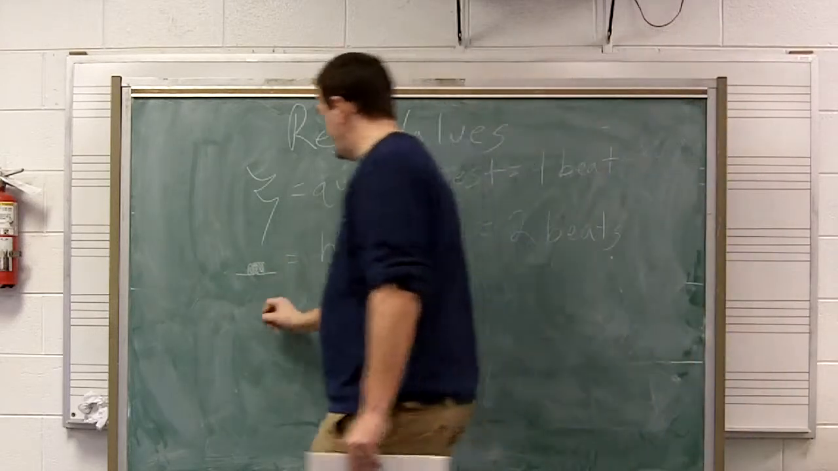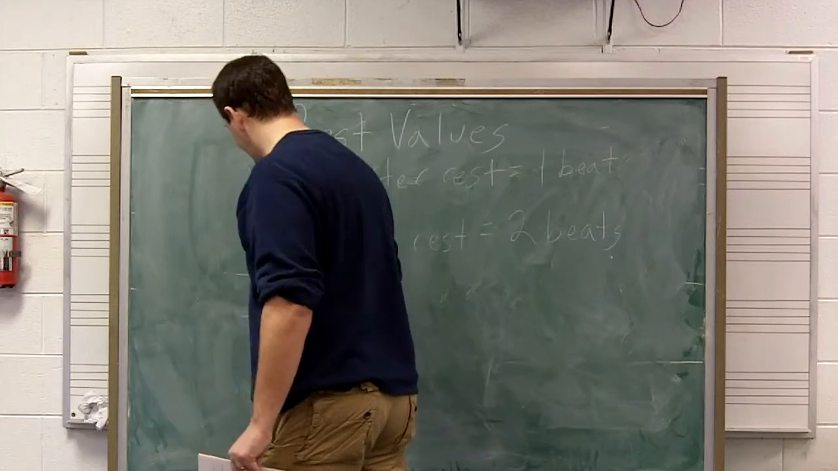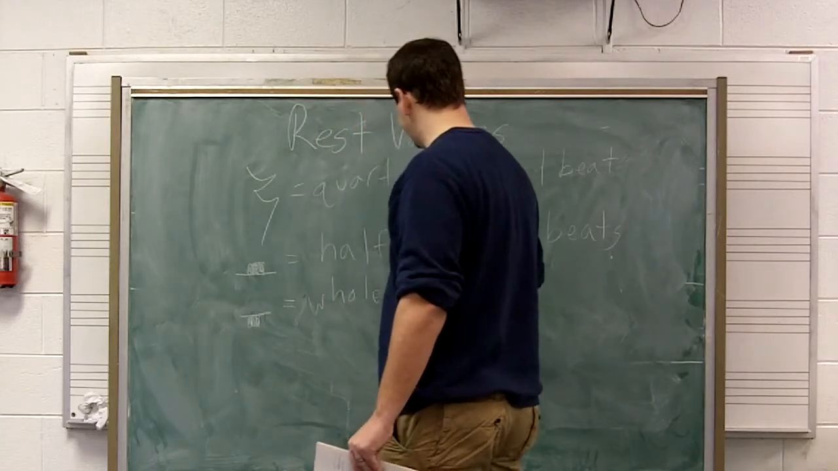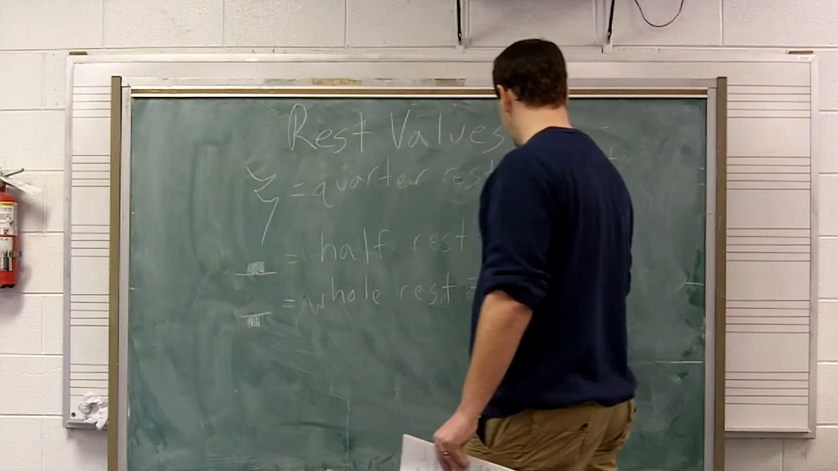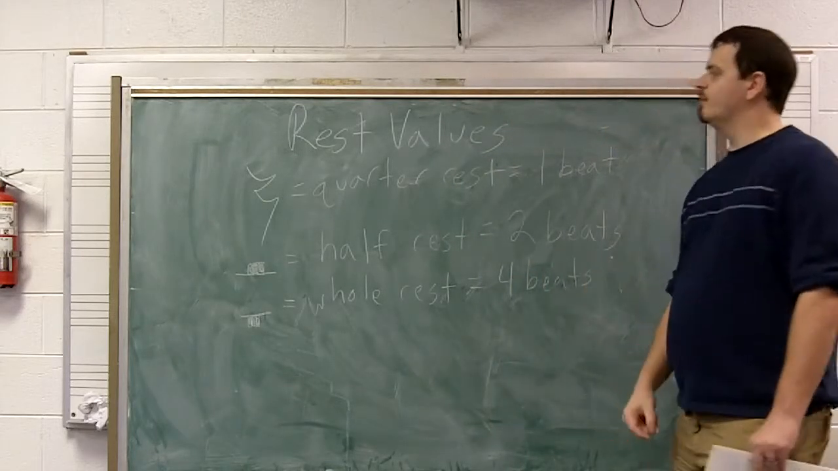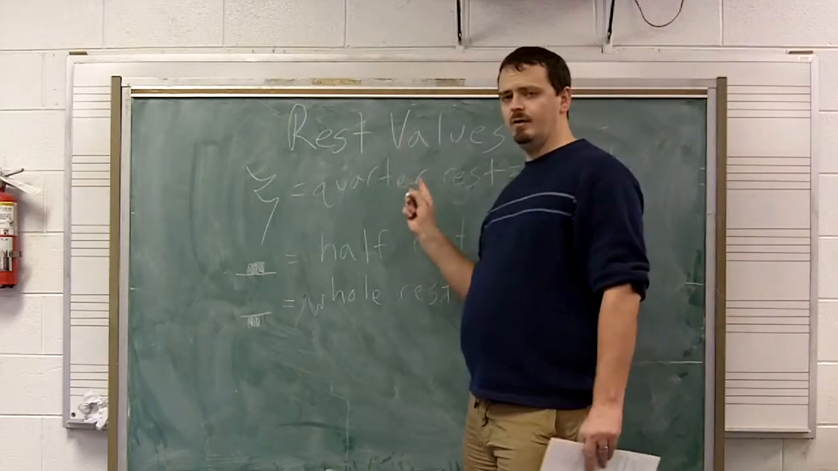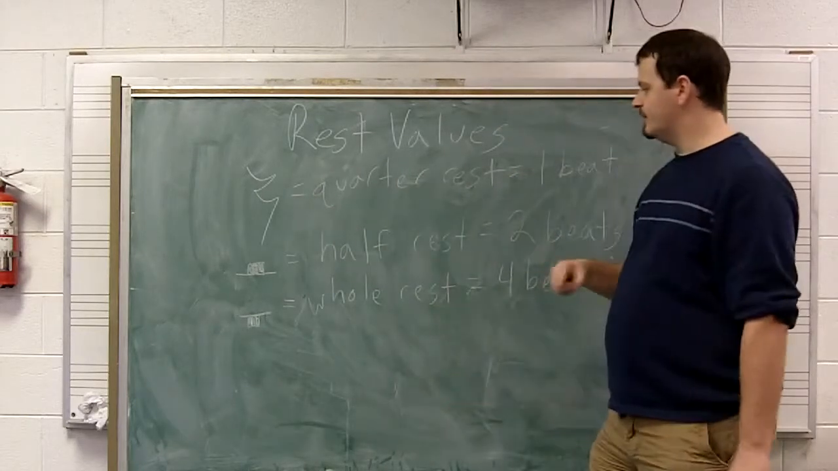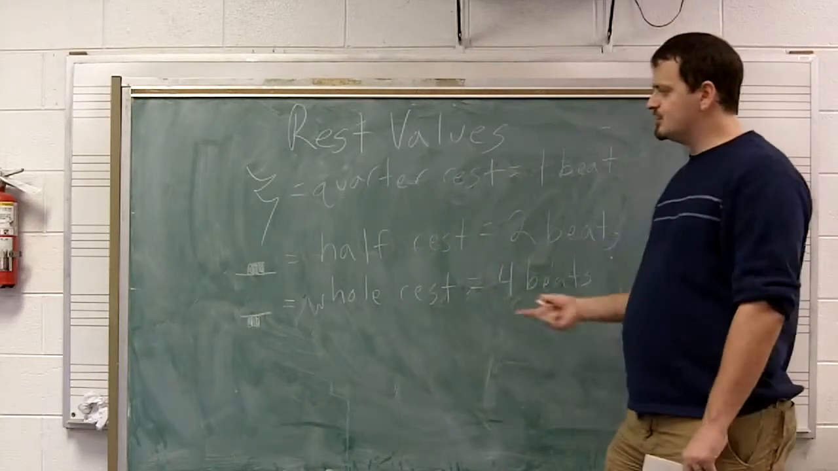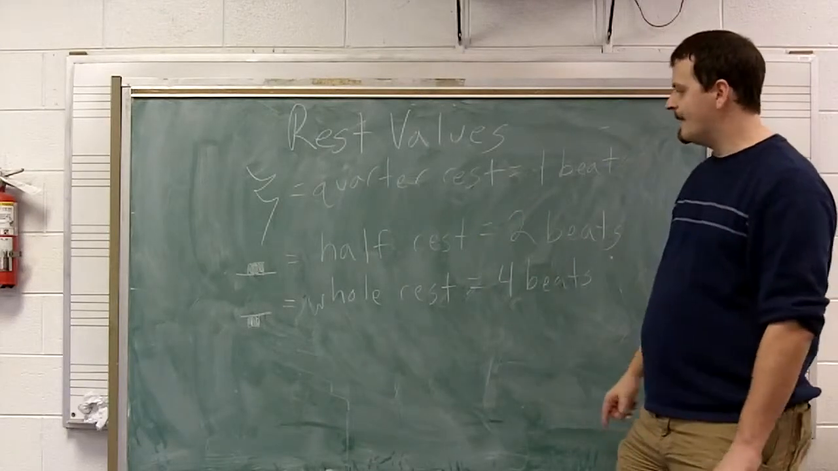And then you have something that looks like an upside down hat. And that is the whole rest. And it gets 4 beats. So remember, we go back to our note values lesson. We had a quarter note, and we remember what that looks like. And there's a half note, and there's a whole note. Well, this is the same thing, except it's telling the musician don't play during this time.